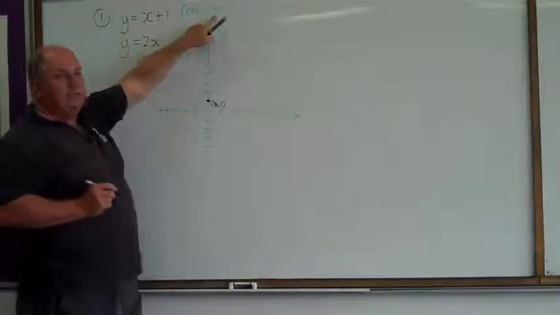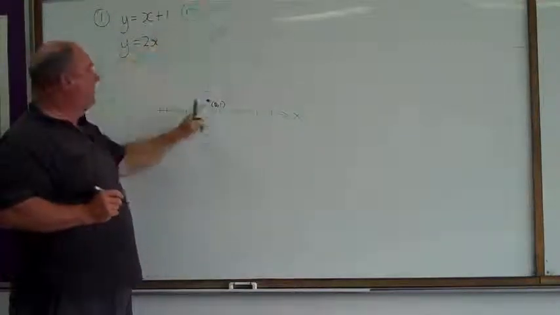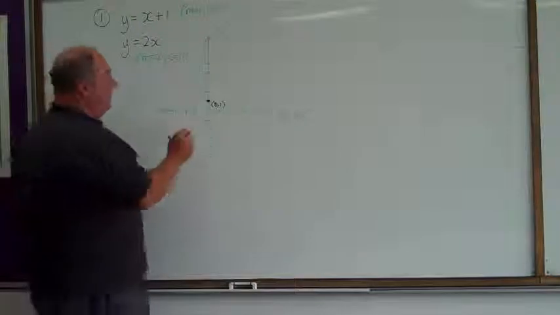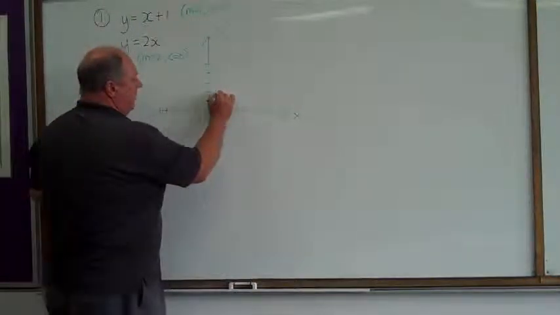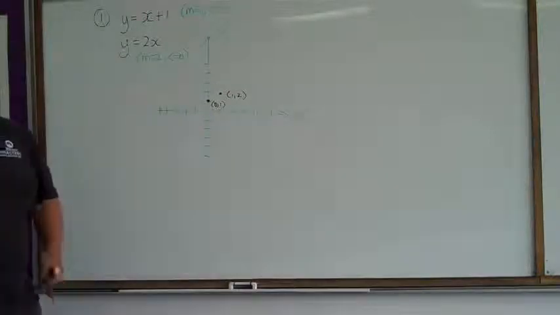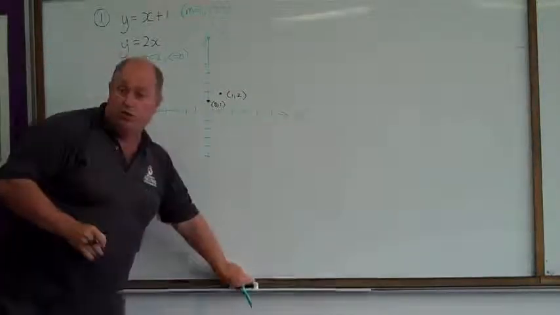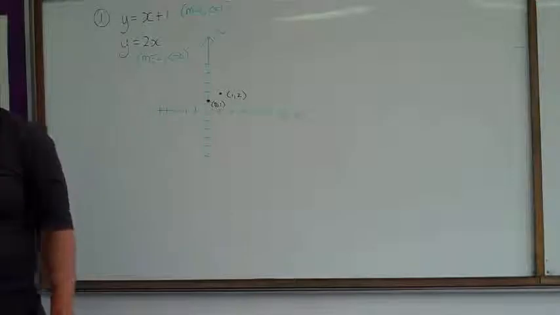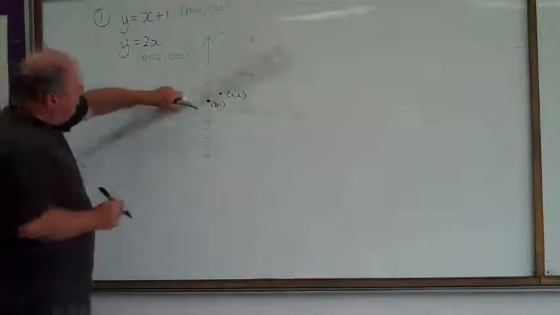Then it says the gradient is 1, so that means I've got to go up 1 for 1 across, doesn't it? So I go up 1, 1 across, I get to this point here. This is actually the coordinate (1, 2). This is where you need to use a straight edge. You need to use a ruler for this. You have to be accurate.